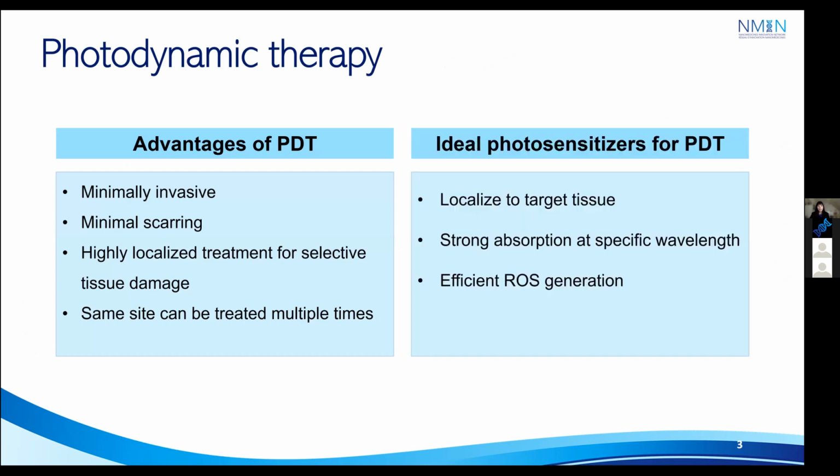And when designing or selecting a photosensitizer for PDT, you want one that has a high specificity and selectivity for the target tissue. You also want it to have a strong absorption at a specific wavelength and be able to efficiently generate reactive oxygen species for tissue destruction.